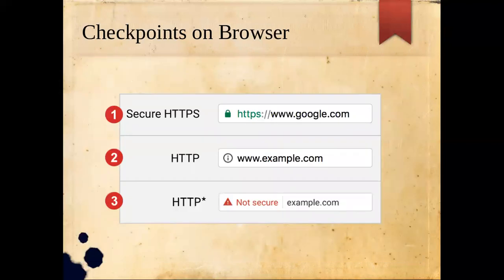In some browsers, such as different Chrome versions, you can see different kinds of symbols here. As we discussed, the first one is a secured HTTPS, so you see the lock symbol. In the second one, you can see the exclamation symbol, which means it is not secure. The third one is very dangerous, because it is not secure as well as dangerous, so it has the danger symbol there.